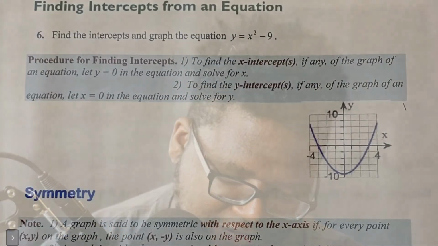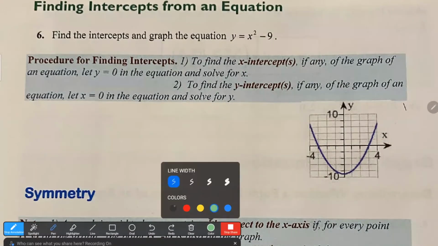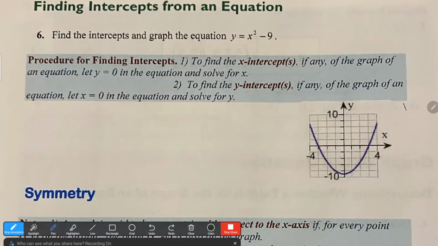For problem 6, we're trying to find algebraically where the intercepts are. So remember what I said: for x-intercepts, y equals 0, and for y-intercepts, x equals 0. So all you've got to do is plug it in.